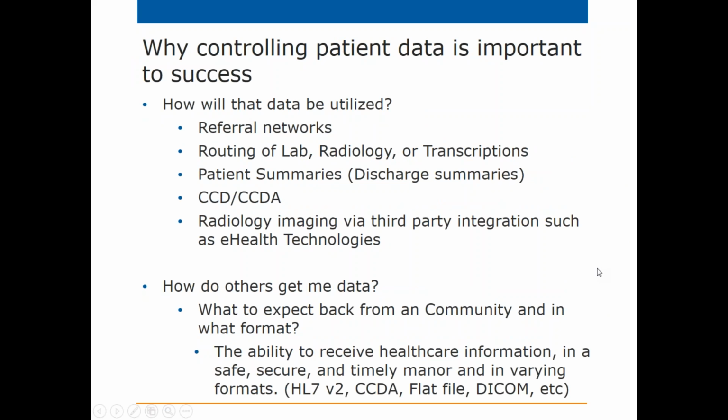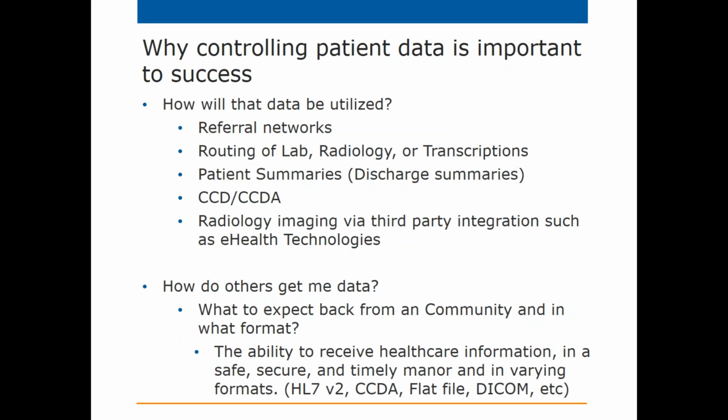Why controlling patient data is important. Again, how will it be utilized? Referral networks, routing of lab, radiology and transcriptions, patient summaries, documents, radiology images, those types of things. It really starts with the patient, and then things get added to that if you think about it. So the patient is itself an HIE. The person can go to multiple facilities and get all types of things done, but it would be great to have that in one location so that information can be viewed by others.